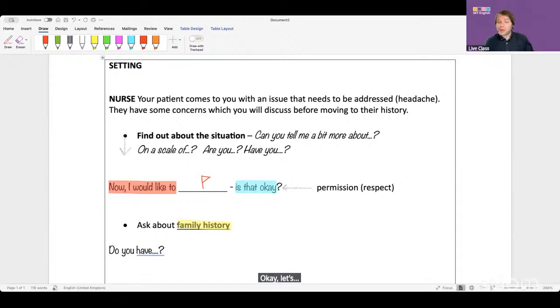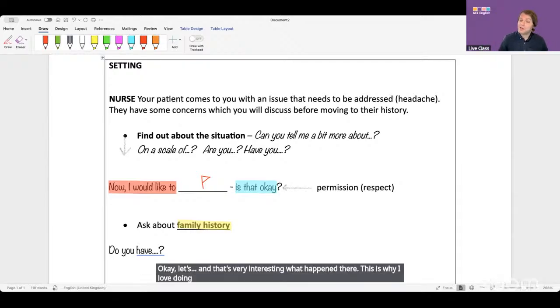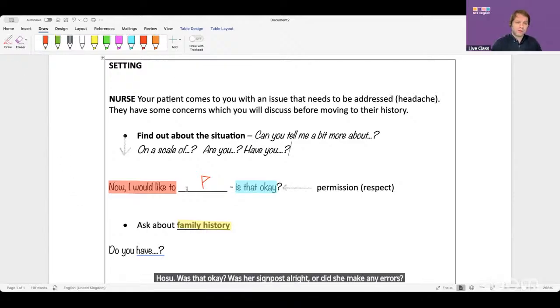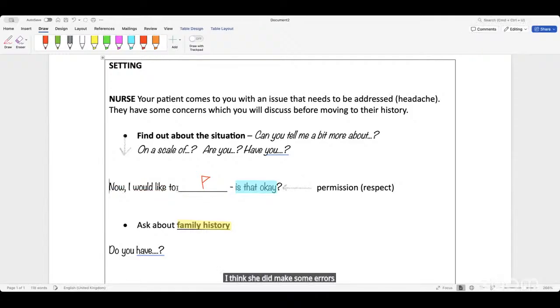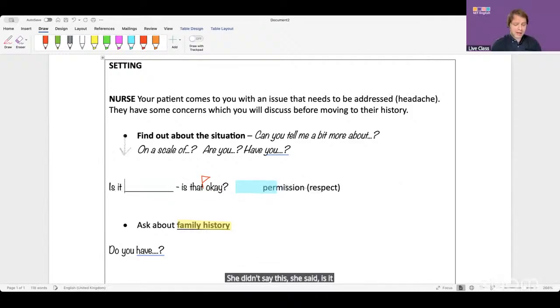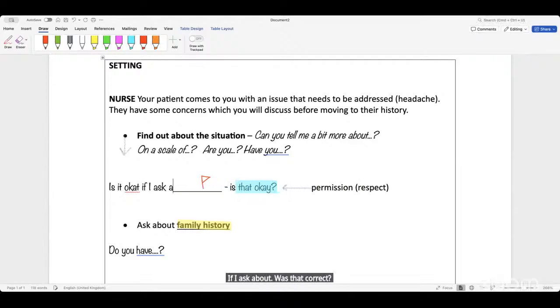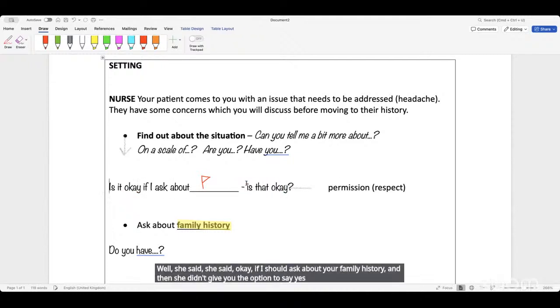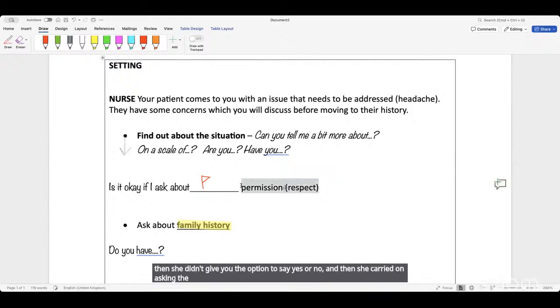And that's very interesting, what happened there. This is why I love doing it like this. So, Conrad, Josu, was that okay? Was her signpost all right, or did she make any errors? I think she did make some errors. She said, "Is it okay if I should ask about your family history?" And then she didn't give you the option to say yes or no. And then she carried on asking about your father or mother having headaches.